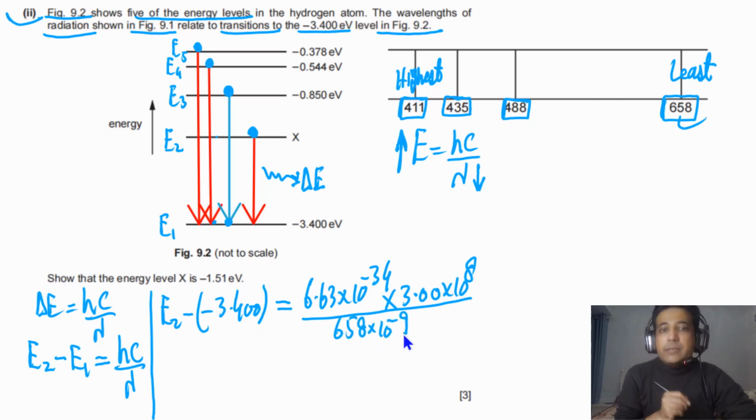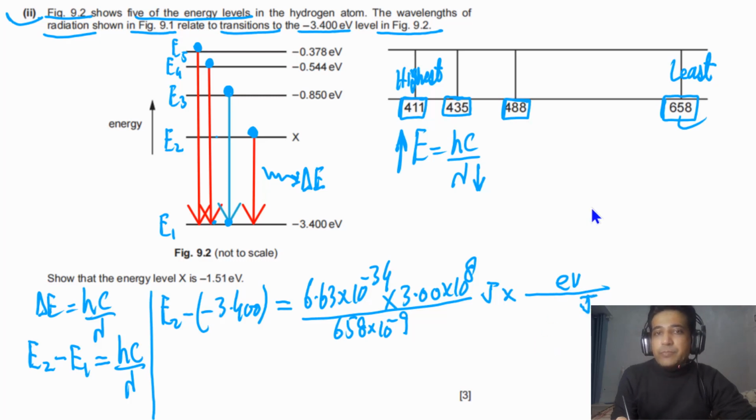But this side is in SI units, so you will get this answer in joules. We want this side also in electron volts, so our final answer will be in electron volts. So we have to convert this into electron volts, and we want to get rid of joules. So we need to understand 1 electron volt. We can simply say 1 electron volt is equal to 1.6 times 10 to the minus 19 joules.